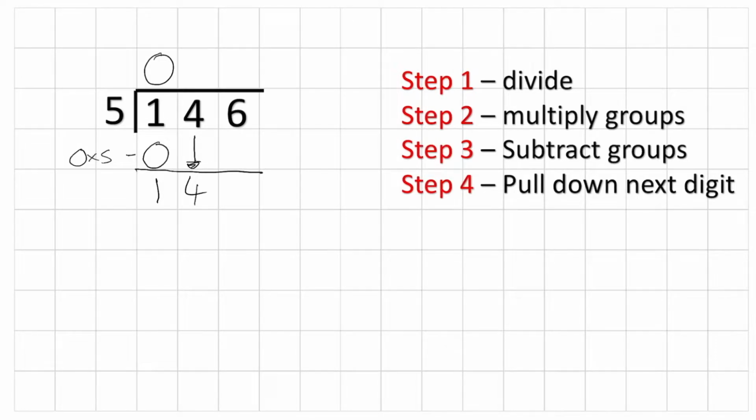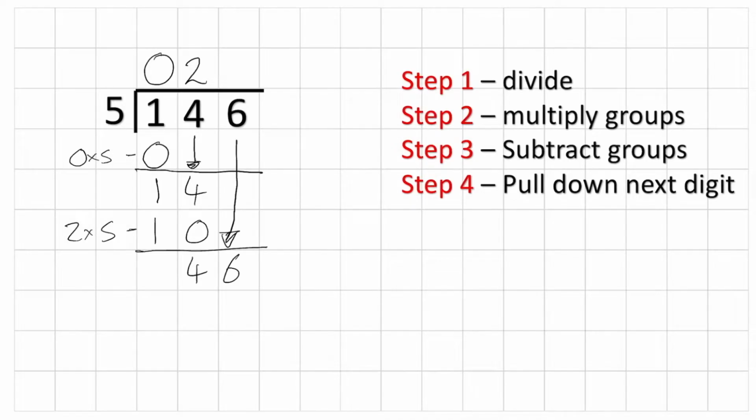Now I can ask myself, how many groups of 5 are there in 14? 5, 10, 15. 15's too far, so I have to stop at 10, so therefore there's 2 groups. 2 times 5 is 10. Subtract the 10 leaves me with 4. Bring down my 6. How many 5's are there in 46?